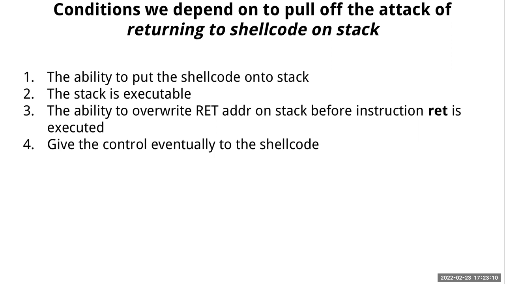Also, we need the ability to overwrite the return address on the stack before the return instruction is executed, so we can somehow subvert the control flow to our program. Well, this condition also can be loosened a little bit. You can overwrite any code pointer. Maybe there is a function pointer, and you overwrite that. Then at some point that function pointer is called and it goes to your shellcode or your malicious code, okay? That all happens.